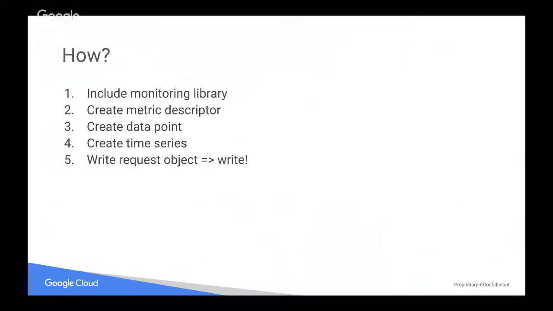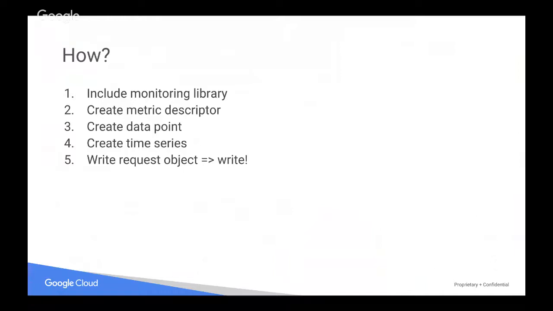So how do you actually use the API to write metrics to the Stackdriver backend? Five easy steps, right? I wish there were three. I was hoping for the number three, but it's basically five, and I'll go through them. I'll show you the code that does all of them.